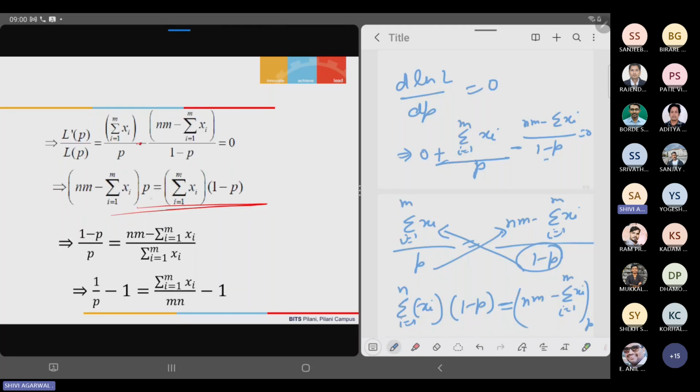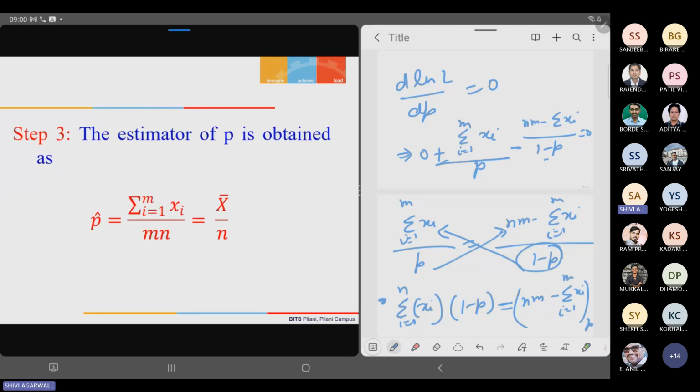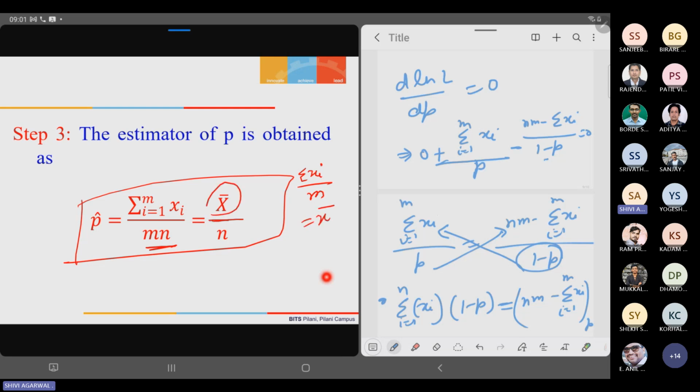So what we have done, we have taken 1 minus p upon p, nm minus summation of xi divided by summation of xi. In this one, we simplify it, 1 minus p minus 1, and this one will become again summation minus xi. So it will become p hat is equal to summation of xi upon mn. M is the sample size and n is the parameter of the binomial distribution. So summation of xi upon m will become x bar. So we are saying here x bar upon n.